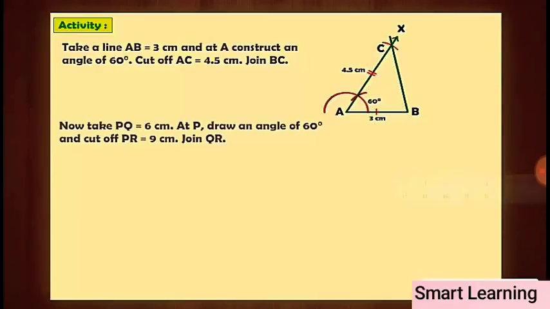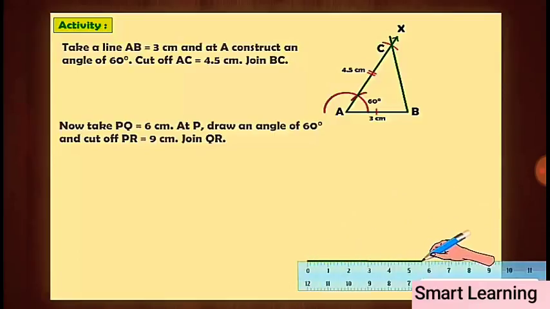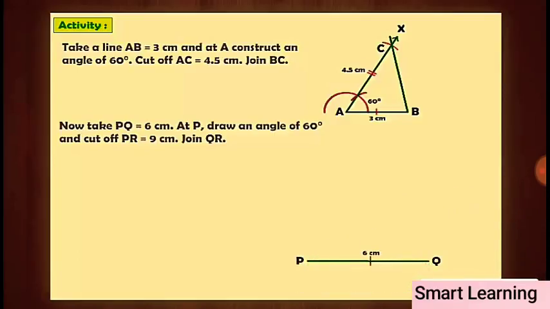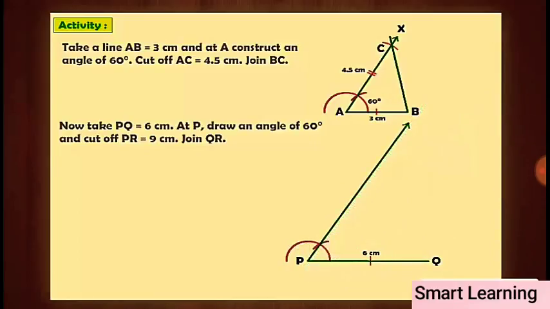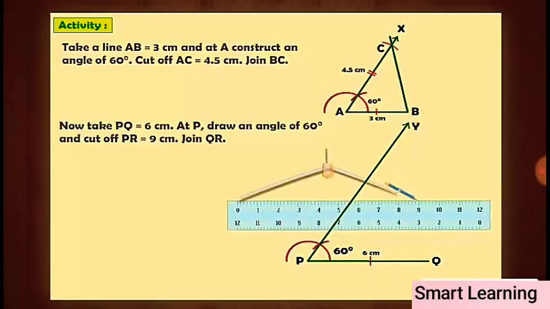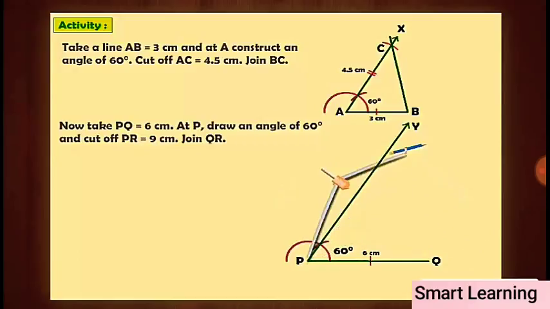Now take PQ equal to 6 centimeters. At point P, draw an angle of 60 degrees and cut off PR equal to 9 centimeters. Join QR.